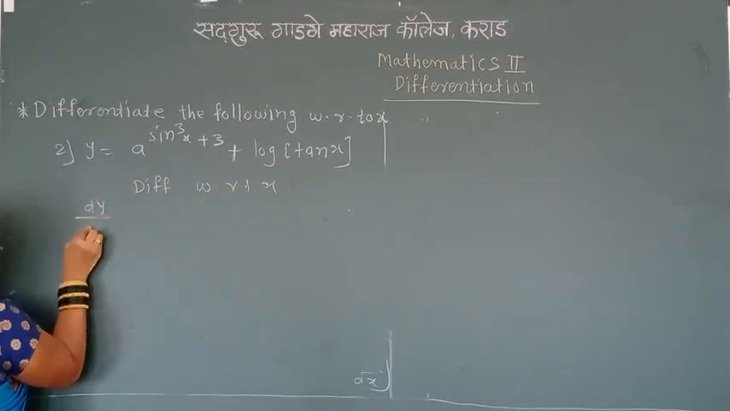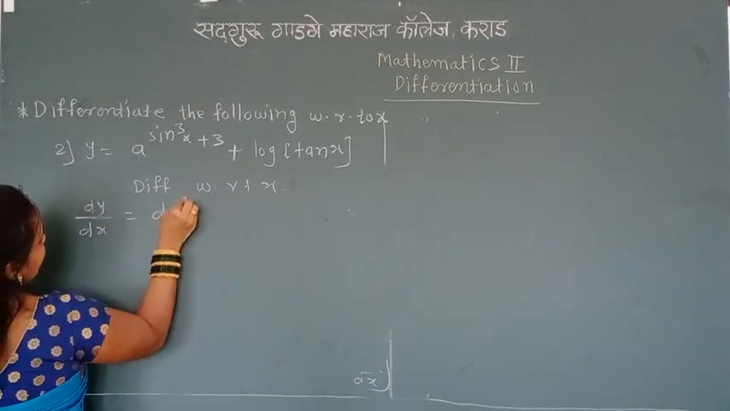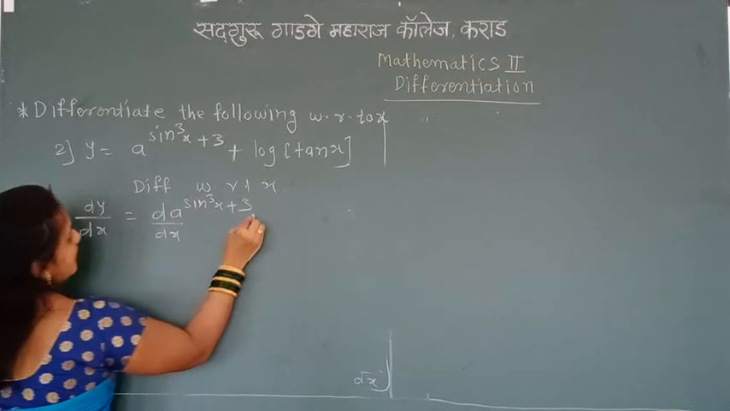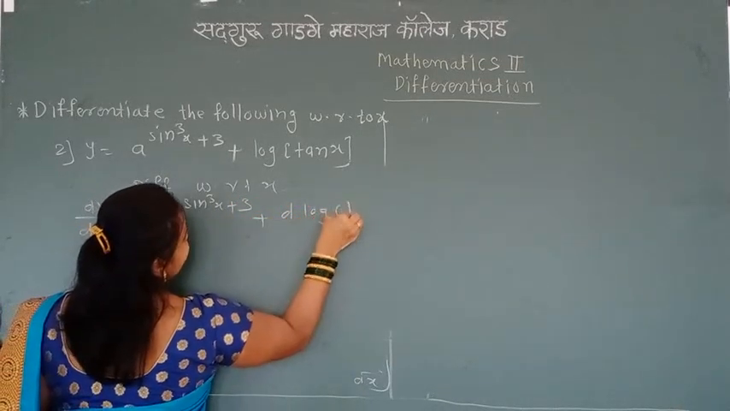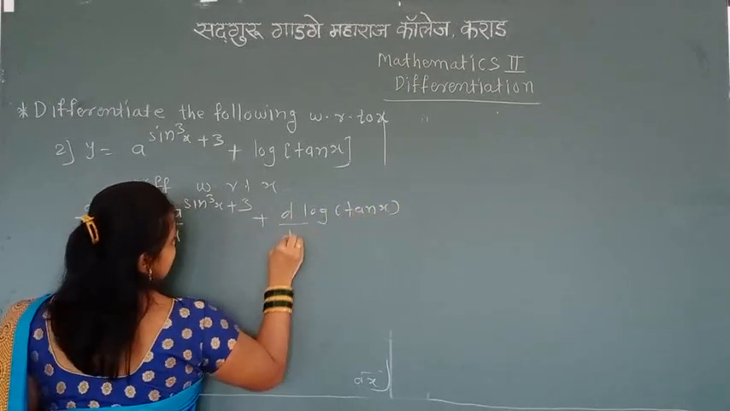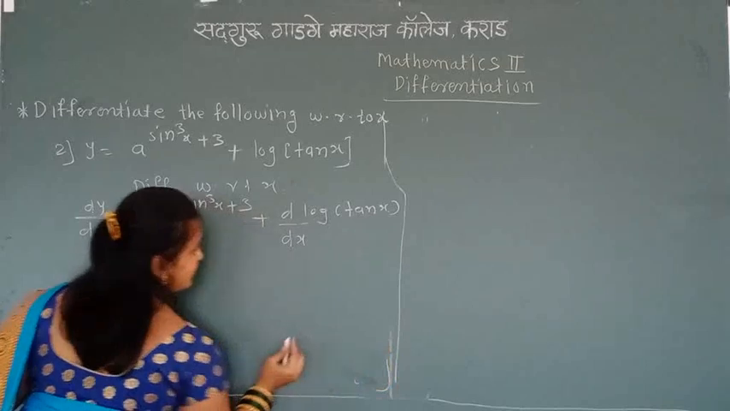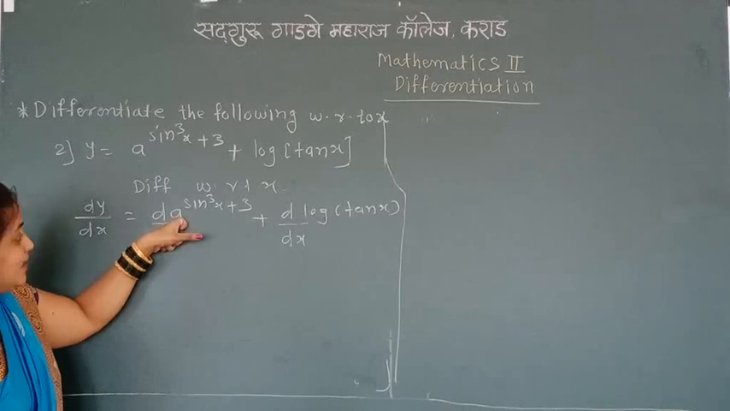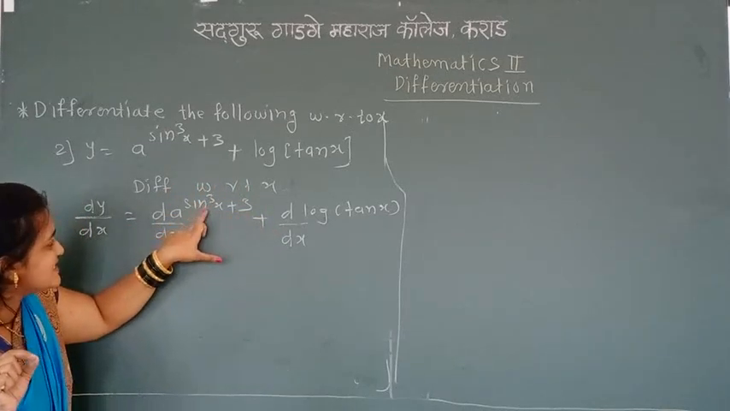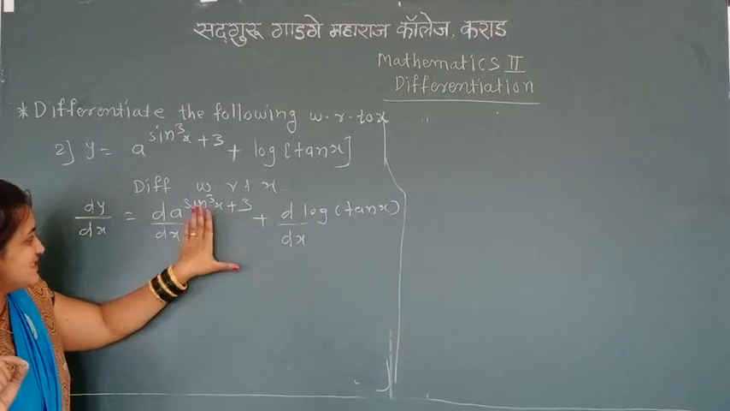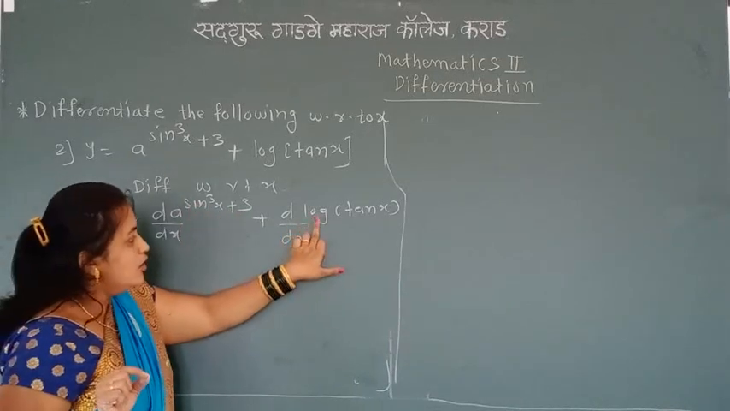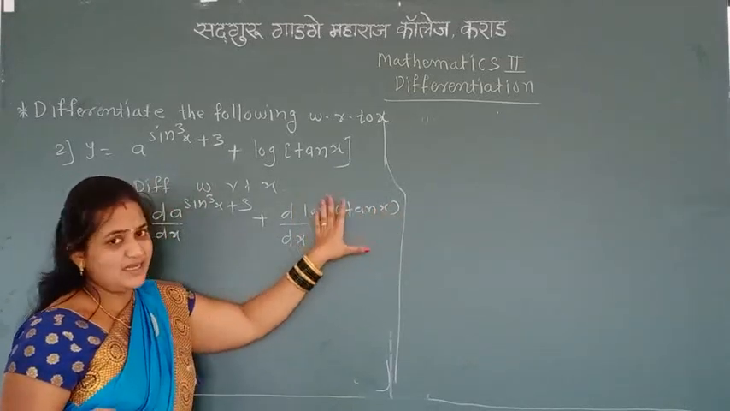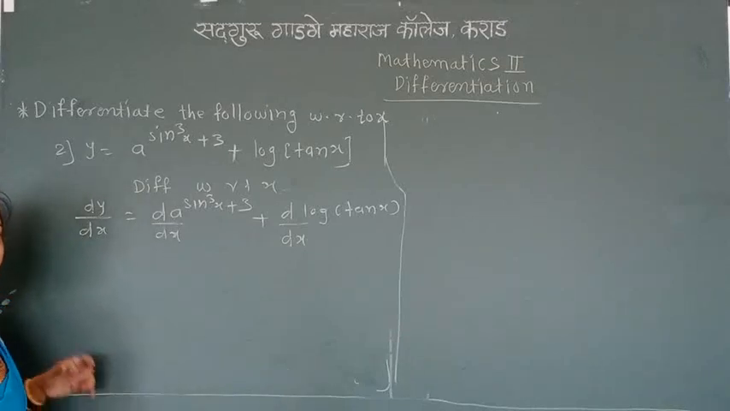So dy by dx is equal to the derivative of a raised to sin cube x plus 3 with respect to x, plus the derivative of log of tan x with respect to x. Now here this is a standard function a raised to x, but here x is replaced by sin cube x plus 3. So this is a composite function. Similarly, log of x is a standard function, but x is replaced by tan x. So this is again a composite function. So we use the composite function theorem.